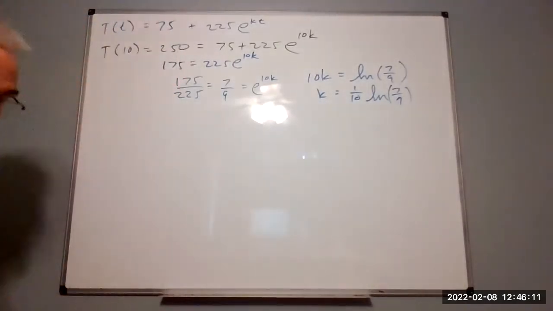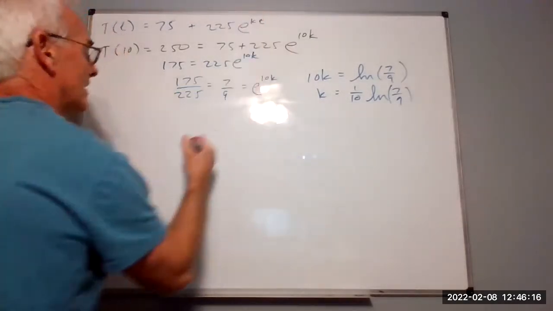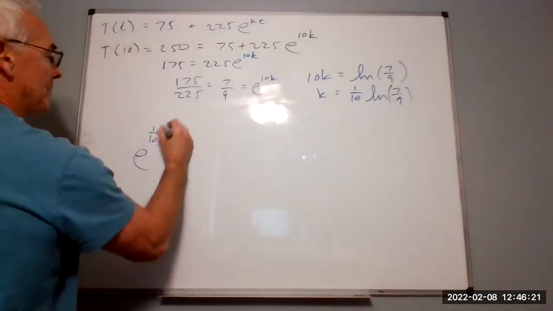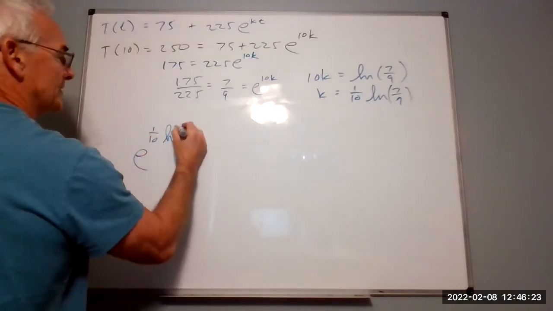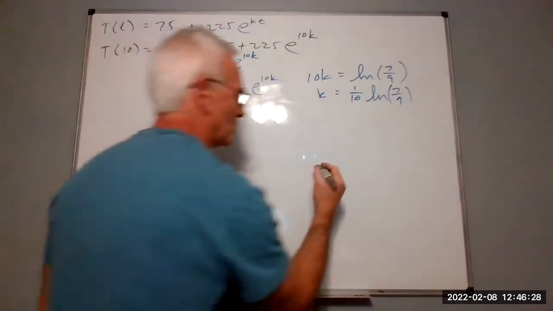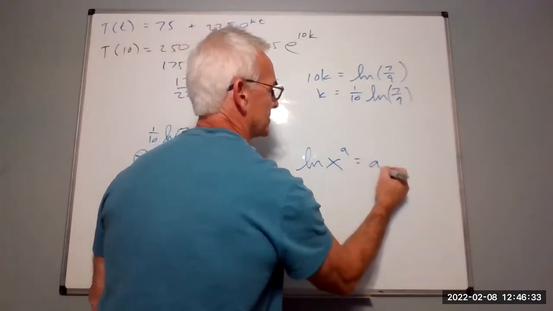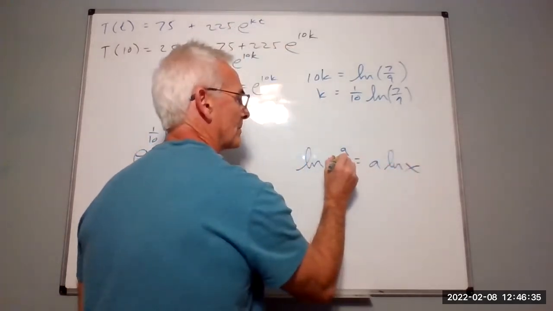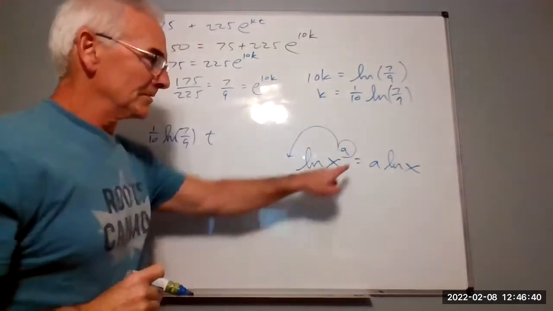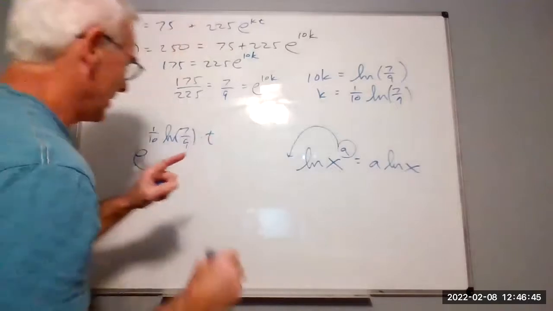Well, we're going to take that k. I just want to look at this statement right here. So I have e to the 1/10 log 7/9 times t. Yikes. But wait a minute. We know a rule of logarithms. Isn't log x to the a the same as a log x? Those in my class, you know what sound it makes, right? You can always do that, which means you can always go back and forth.